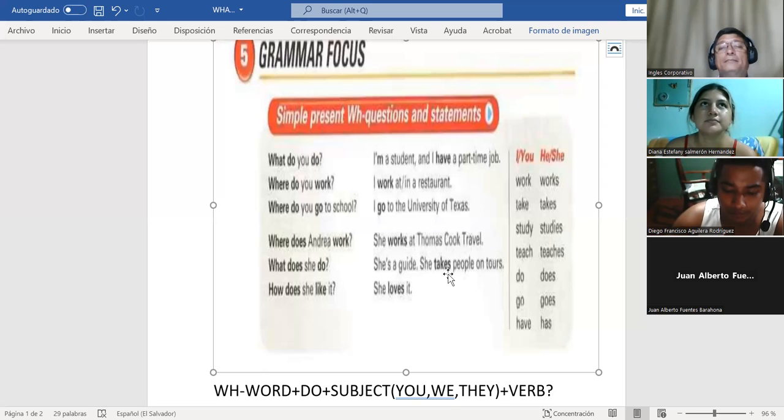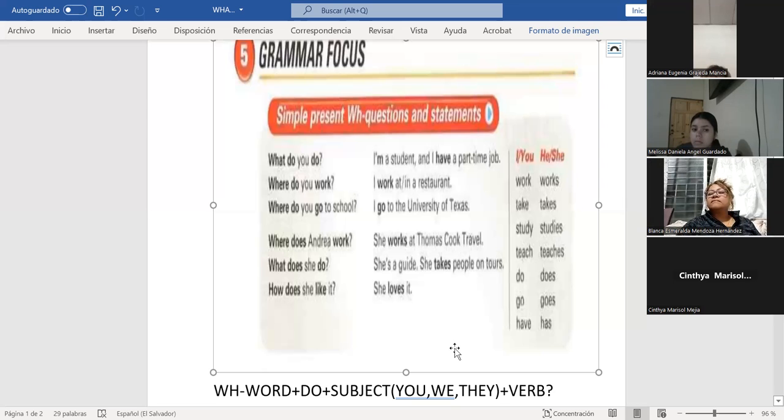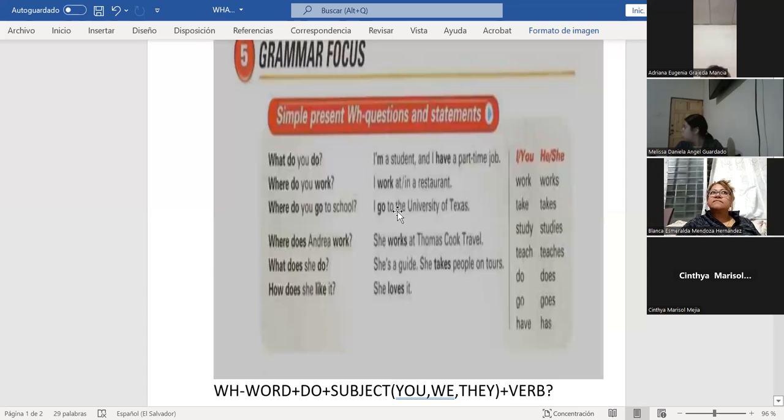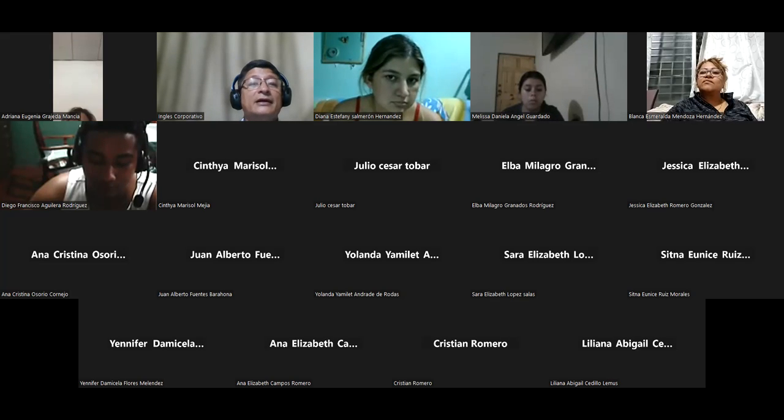Pero solamente cuando se pregunta o en alguna otra oración. Cuando hay ese tipo de preguntas es que el verbo va a cambiar. Sí, en presente simple nada más. Ajá, correcto. En presente simple. Yeah. Sí. Okay, good. Okay. Let's go, and it's time for you to practice grammar.